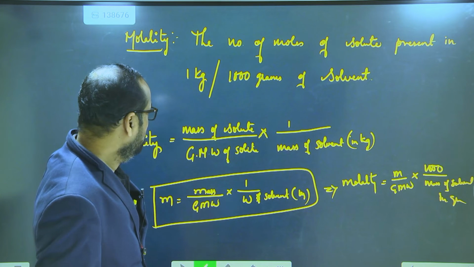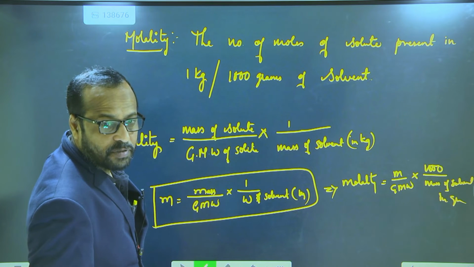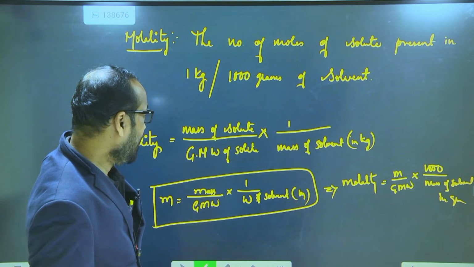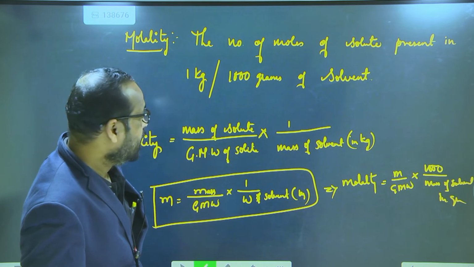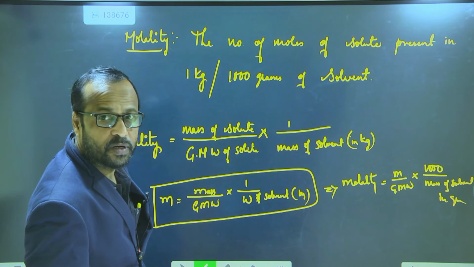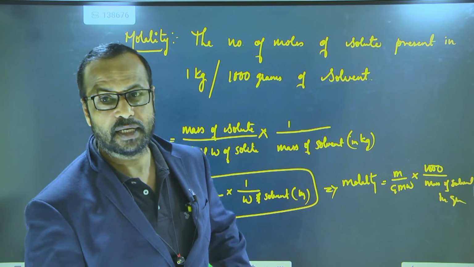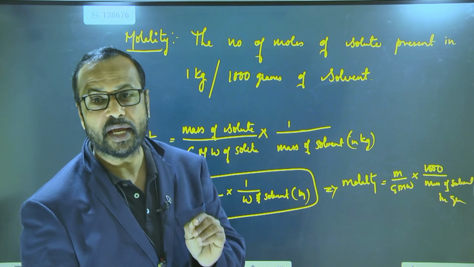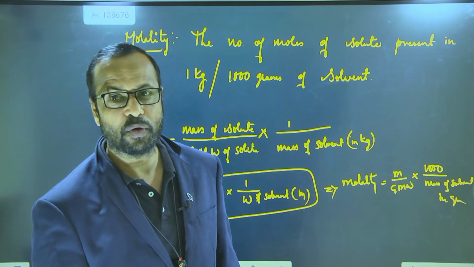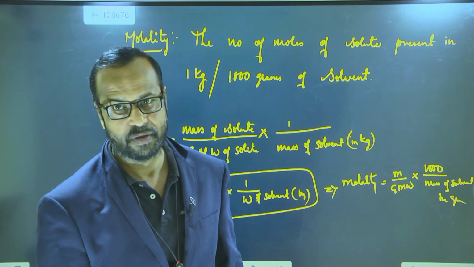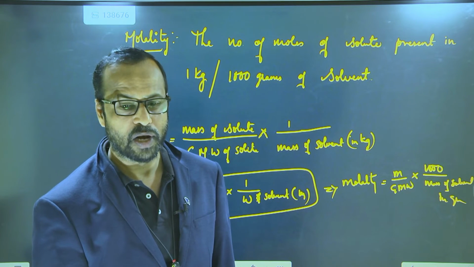9.8 grams of sulfuric acid is dissolved in 500 grams of water. Calculate the molality.